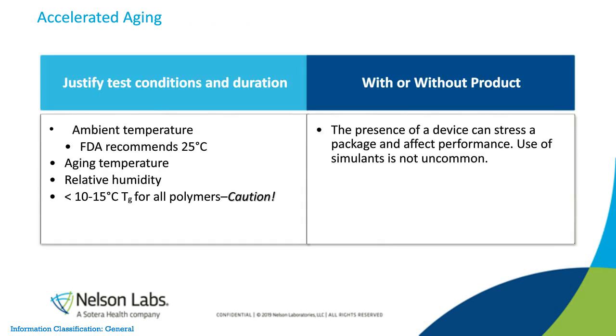Aging is usually done with the final product. The first step is to determine your storage temperature. The FDA prefers 25 degrees C, so that's what we recommend. Next, you determine your aging temperature and humidity. The most common temperature is 55 C and 50% relative humidity. But remember to stay at least 10 to 15 degrees below the glass transition point of your materials, and so that's why it's important to understand your materials.